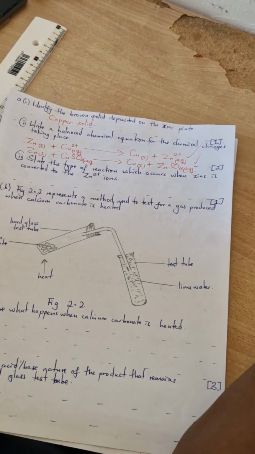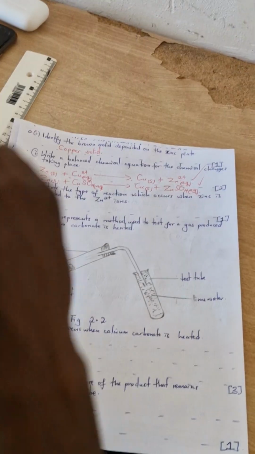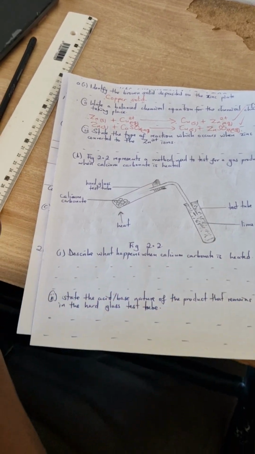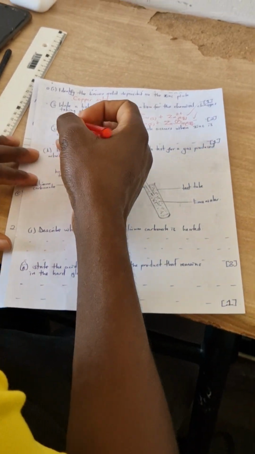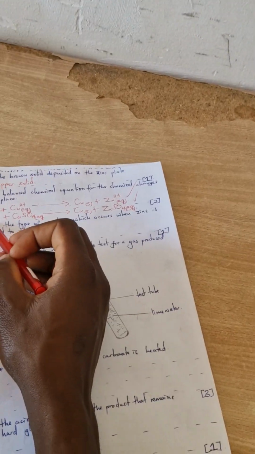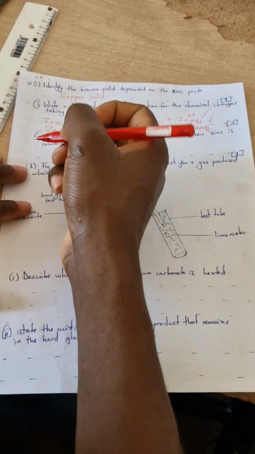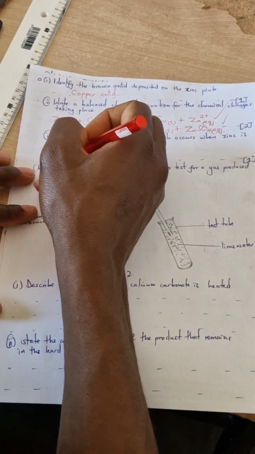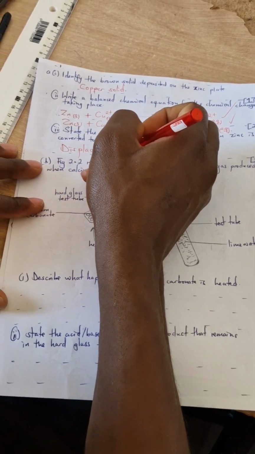We should know that we have got different types of reactions, like neutralization reactions, displacement reactions, and so on. So in this case, copper was displaced from its compound by zinc, as we see in this equation. Right. So it's a displacement reaction.